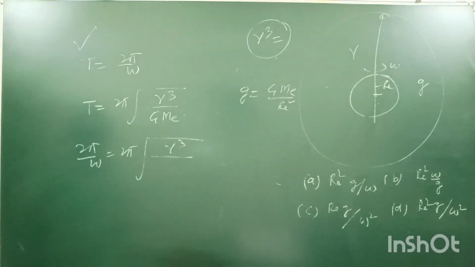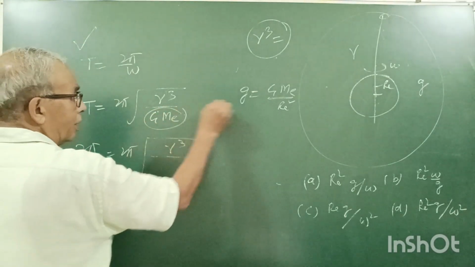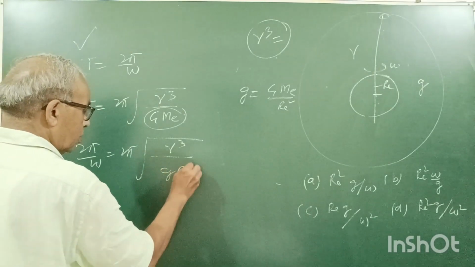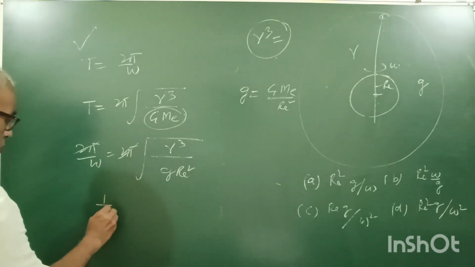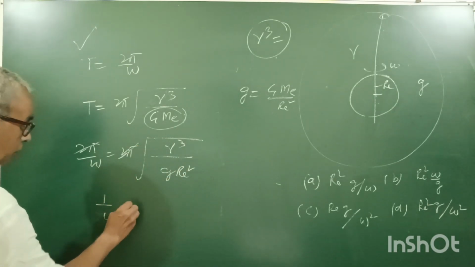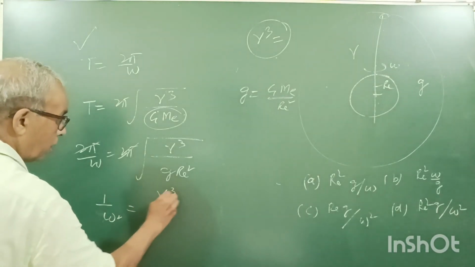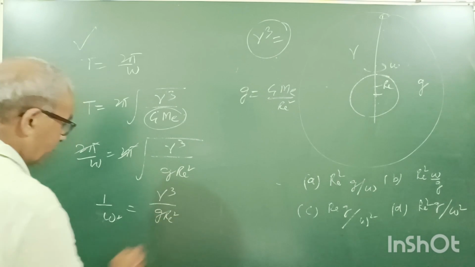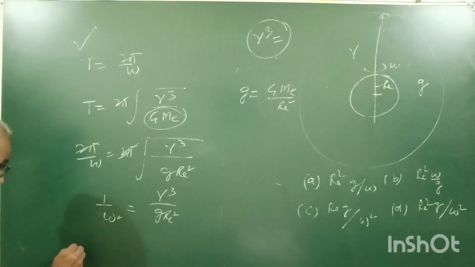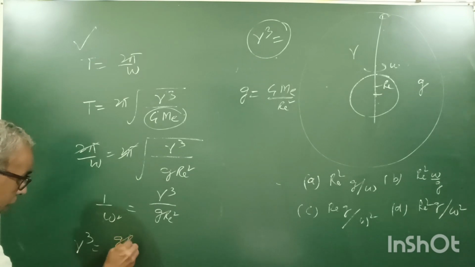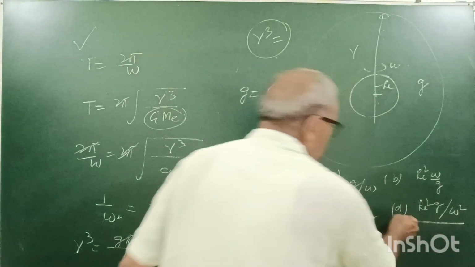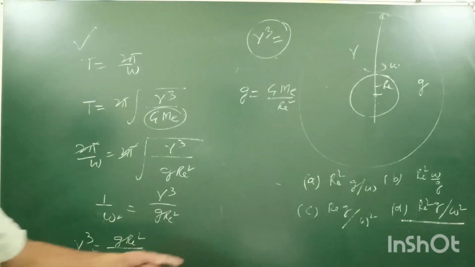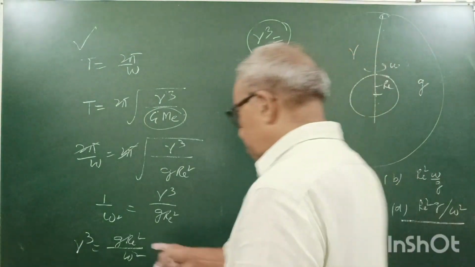Is that clear to you? So in place of GME I can write here GRE square. 2 pi cancel. So root becomes 1 upon omega square is equal to R cube upon GRE square. So R cube is equal to GRE square upon omega square. Fourth option is correct, R cube is equal to GRE square upon omega square.